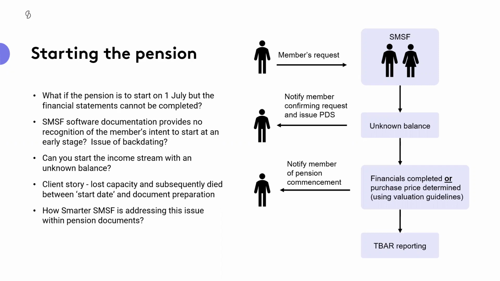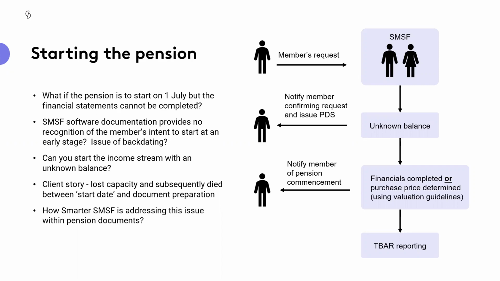But if you want to, you'll now be able to do multiple steps. First, you'll be able to set up that initial request. That may be prior to the 1st of July, to start on the 1st of July. The fund will recognise that request, identify that the balance is unknown, and then notify that member of the unknown balance and naturally issue the PDS at that point in time.